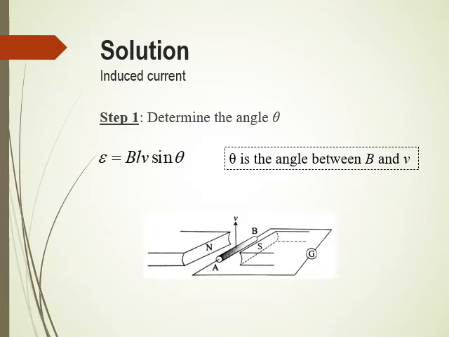If you look at the diagram, the velocity is moving upwards. Then how about the magnetic field? The magnetic field leaves the North Pole and enters the South Pole. In this case, we have North on the left-hand side and South on the right-hand side. Therefore, the magnetic field is moving from left to right. By looking at the diagram, we are now able to determine that theta, the angle between the magnetic field and velocity, is equal to 90 degrees.